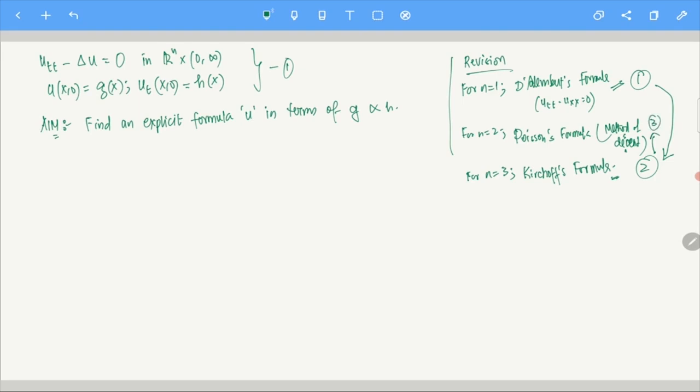Today what we want to do is do it for a general n. We are going to use the same sort of idea as what we did for Kirchhoff's and Poisson's formulas, just in the context of a general n. The formulas are going to get a little more complicated, but the ideas hold, the exact same sort of ideas. Nothing much. So let's do that. First thing first, I'm going to write down some identities.